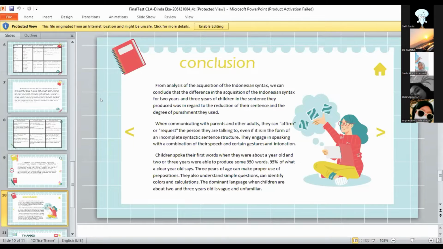Children spoke their first word when they were about one year old, and at 2 or 3 years, they were able to produce some 950 words, and 95% of what a clear 3 years old says. At 3 years of age they can make proper use of prepositions. They also understand simple questions and can identify colors and calculation. Okay, I think that's enough for my presentation.